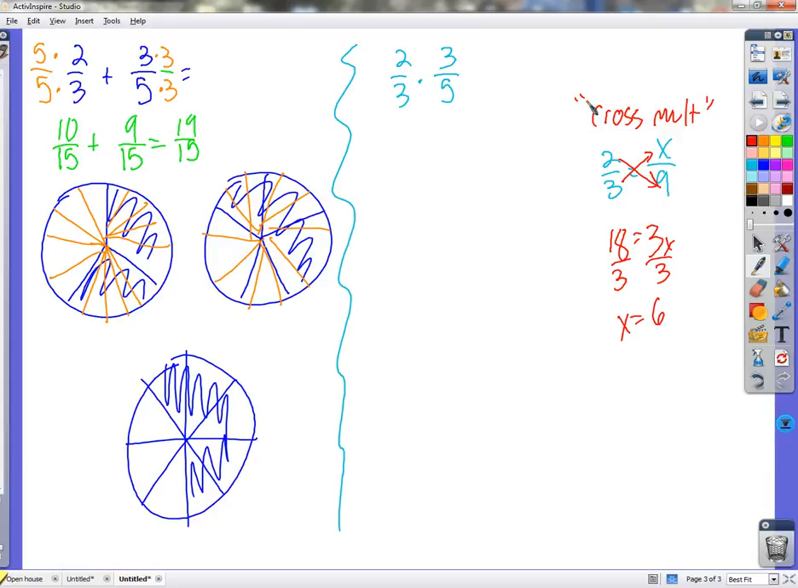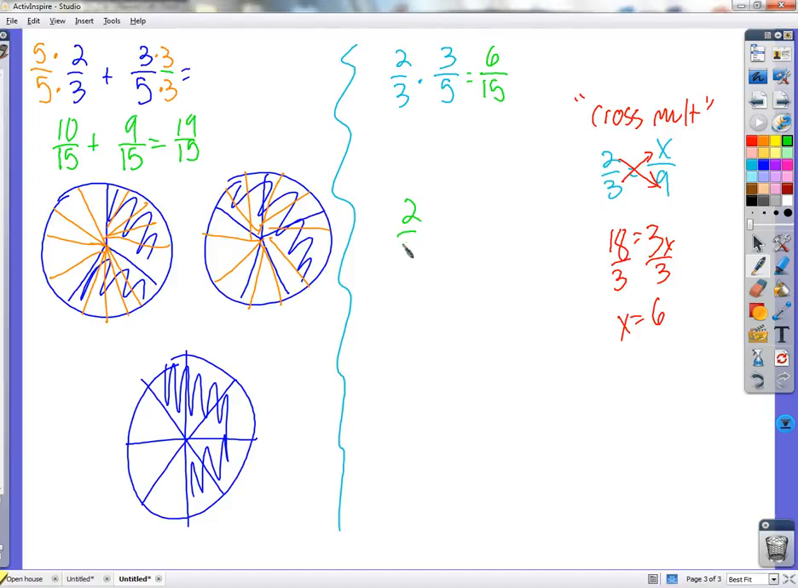We want to multiply fractions. We want to multiply just straight across. So that gives 6 fifteenths. Any questions about multiplying fractions? Multiplying straight across.